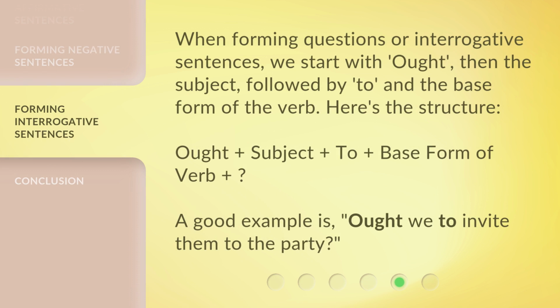When forming questions or interrogative sentences, we start with "ought," then the subject, followed by "to," and the base form of the verb. Here's the structure: "ought" plus subject plus "to" plus base form of verb plus. A good example is, "Ought we to invite them to the party?"